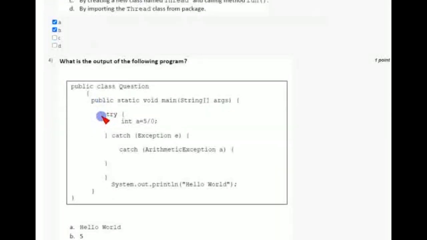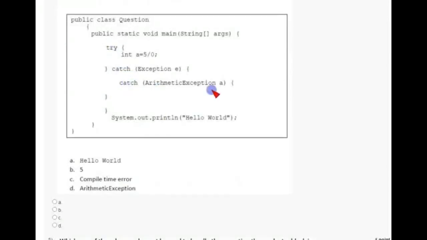And coming to fourth question, what is the output of the following program? They have given a program, and when I ran this in the compiler, I got the answer as compile time error, because if you see this, there is no try block for the catch, so I got the error as no try block in catch, so it is a compile time error. So mark option C as the correct answer for the fourth question.